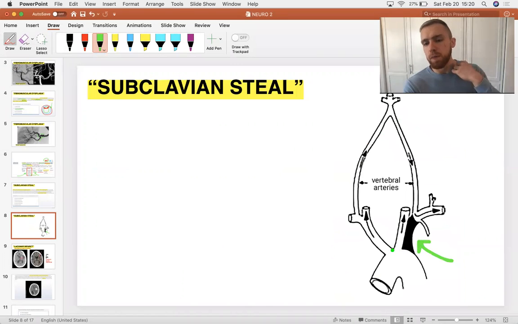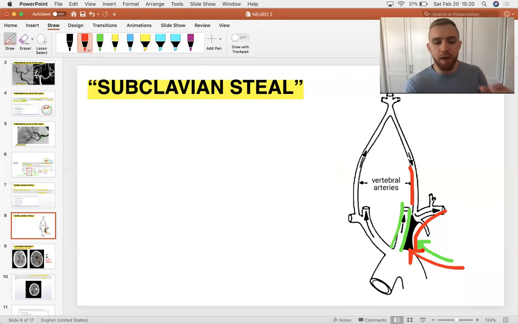So first, your right brachiocephalic artery branches off your aorta, then your left common carotid, that will be right here in green, and then finally your subclavian artery is going to branch off, and your vertebral artery branches off your subclavian. And so if you have atherosclerosis in the most proximal portion of the subclavian artery, then you're going to have a tough time pushing blood from the aorta into the subclavian.